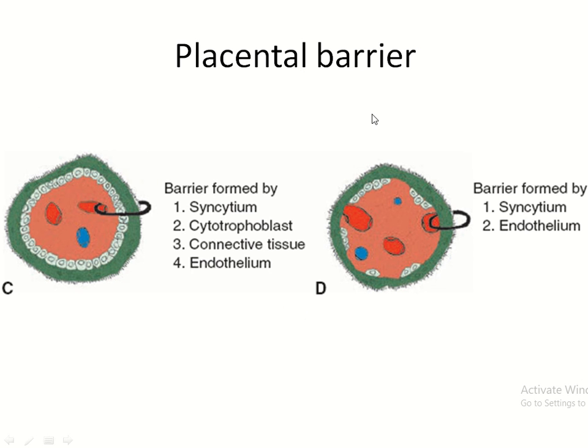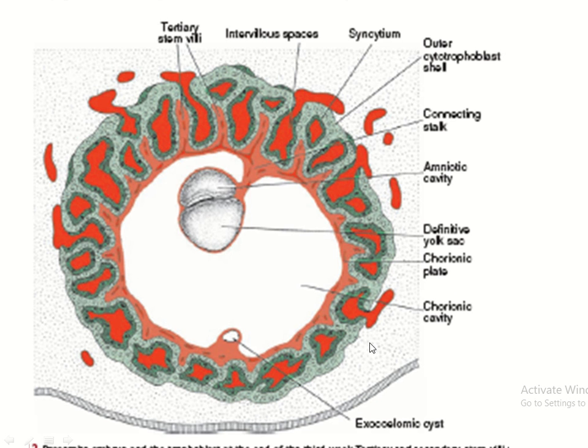Another thing you have to know: this is the placental barrier. In the early part of placental development, there are four structures: fetal blood vessel, somatopleuric layer of extraembryonic mesoderm, cytotrophoblast and syncytiotrophoblast. In the later part of the development: fetal blood vessels, syncytiotrophoblast and maternal blood. So in the later part of the development, the fetal blood is separated from maternal blood only by syncytiotrophoblast.